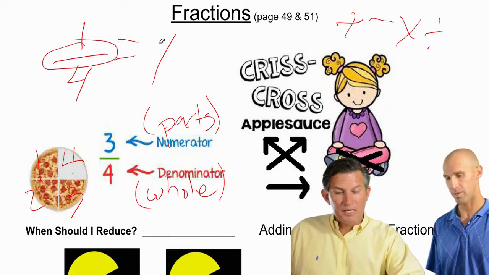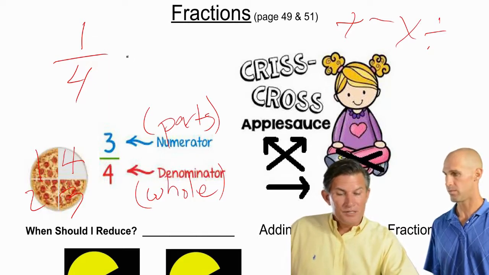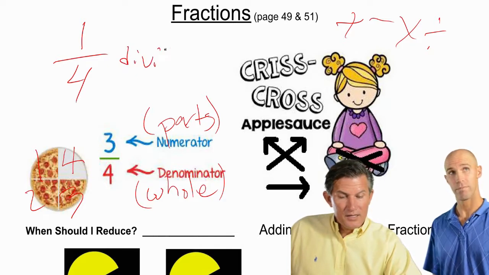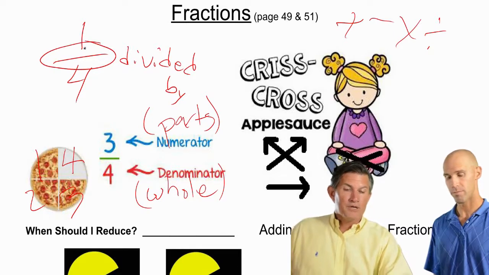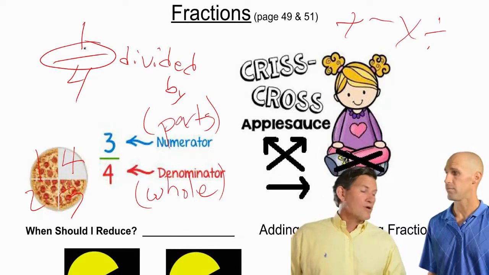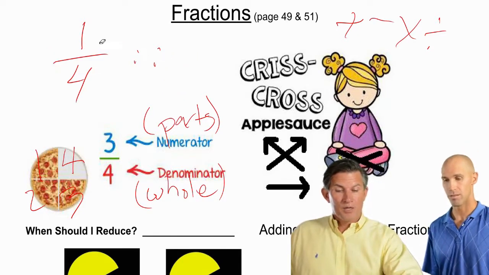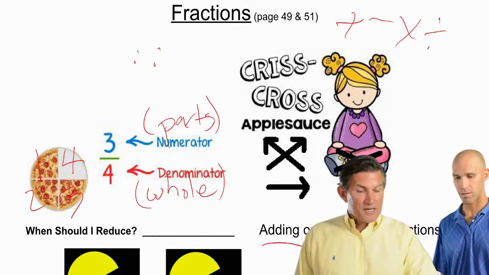So what does this little bar mean? This little bar, I don't know what it's really called, means divided by. That's what it means. Now, when you read it, you could say 1 over 4 or 1 out of 4, but I like to say 1 divided by 4. That's important.